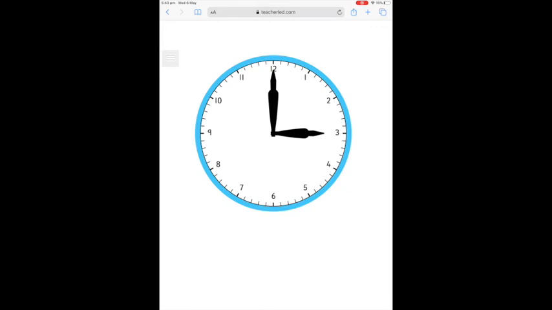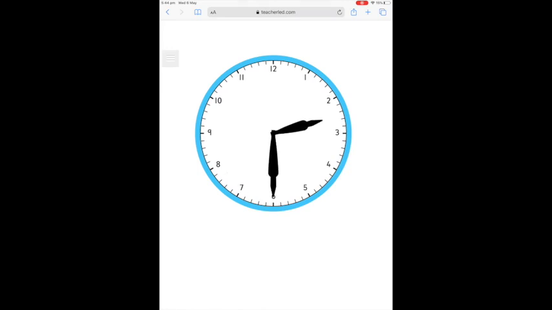I can work the time out the same way, but instead of counting to 60 for 1 hour, I will count in 5s to 30 because 30 minutes is half an hour. I'm going to show you now. I'm moving my big hand backwards 30 minutes. 5, 10, 15, 20, 25, 30.